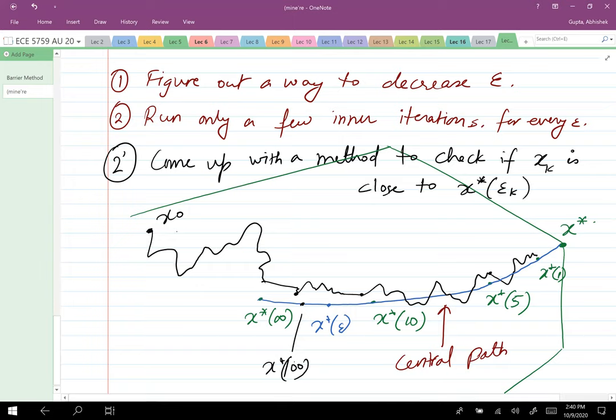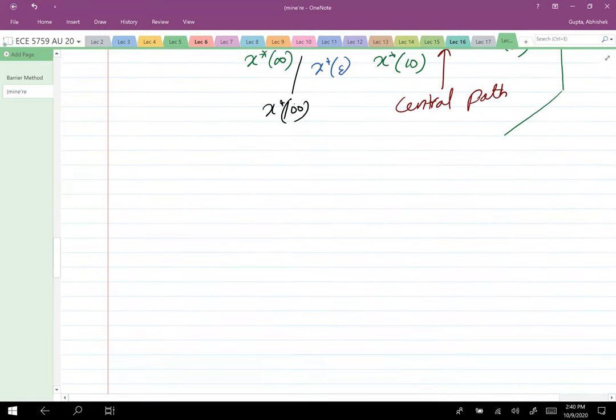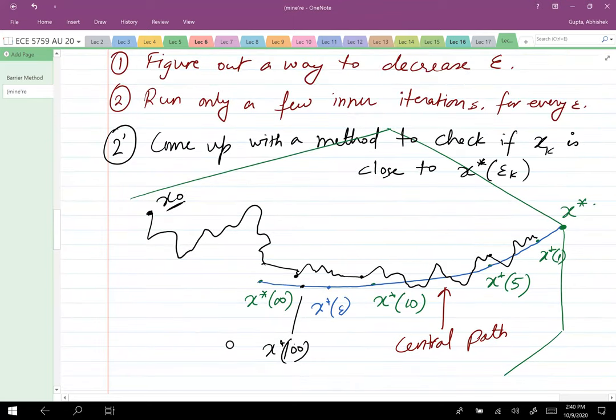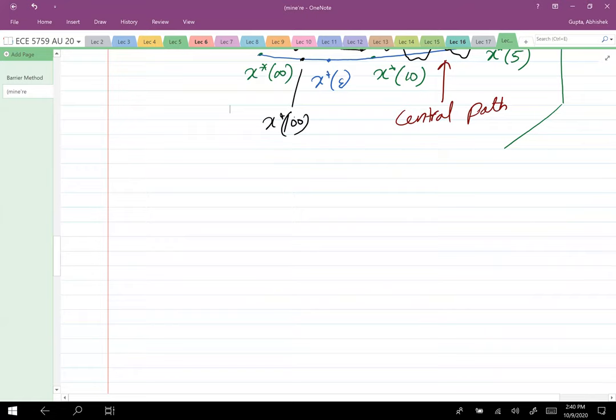Okay, so we start from any initial condition x naught, get close to the central path, change epsilon, run some Newton's iteration, get close to the central path, and so on and so forth. That's how this algorithm proceeds. So let me introduce a quantity which will allow us to understand whether or not we are close to the central path or not.